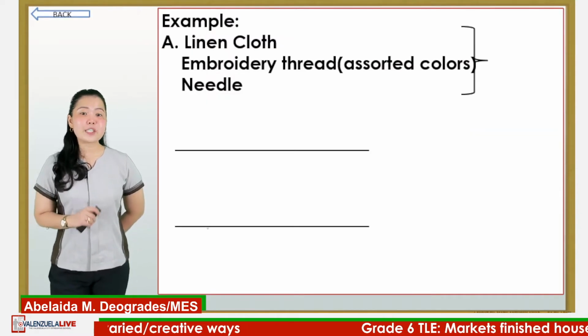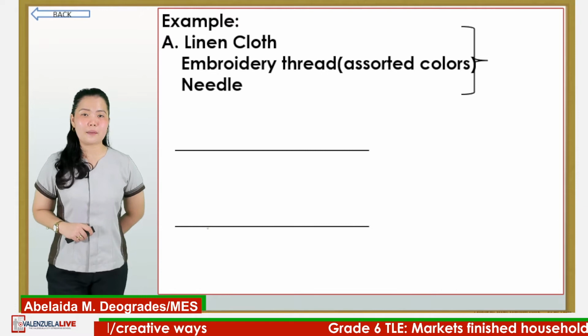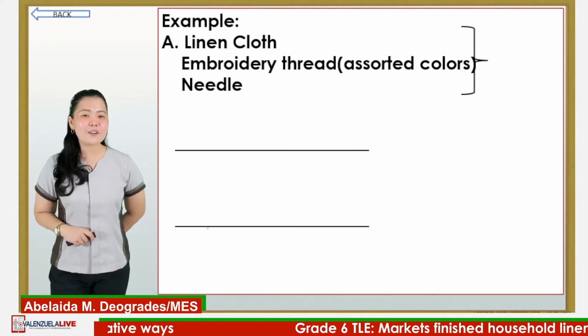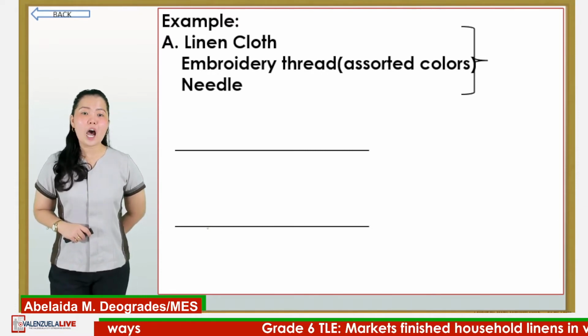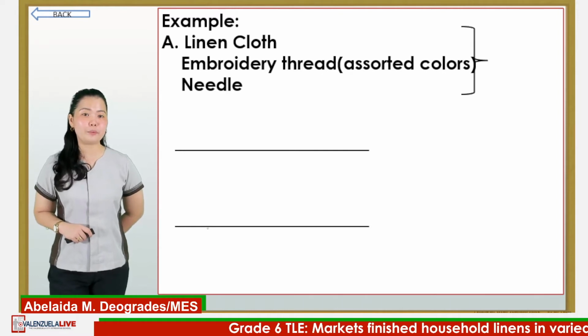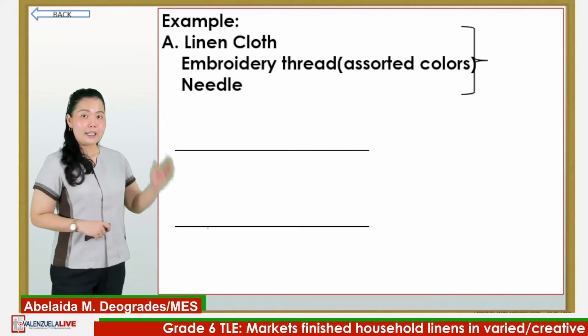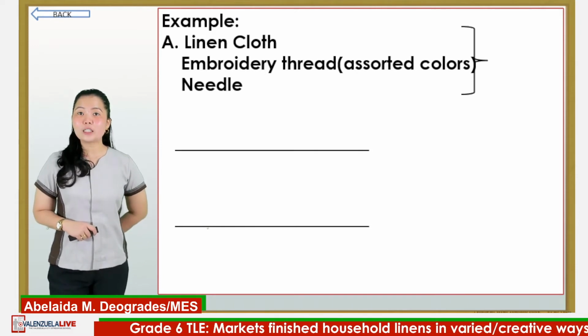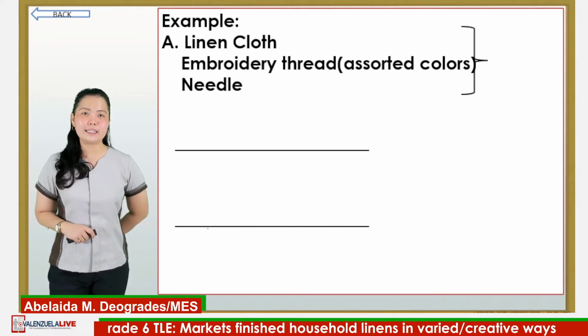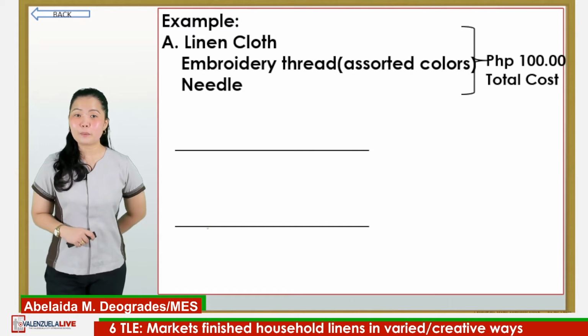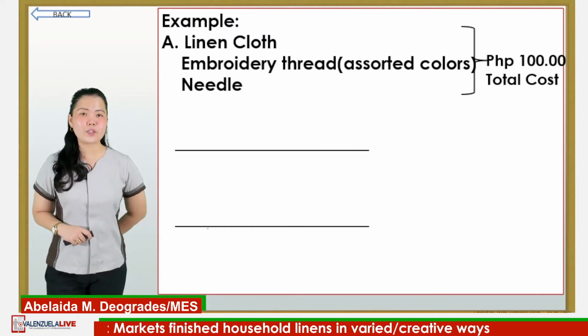In your previous lesson, you were able to make a pillowcase. Let us now compute the cost and see how much you can sell one piece of the item. Here is the sample costing. Letter A, linen cloth, embroidery thread, and needle, equivalent to 100 pesos total cost.